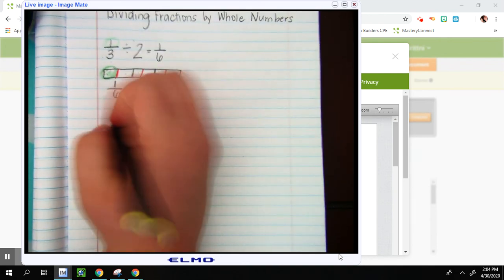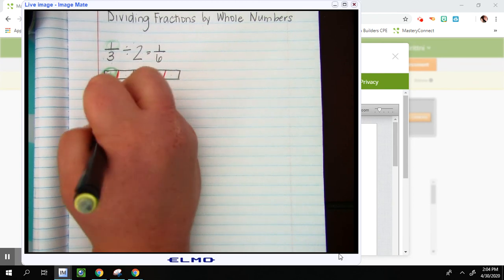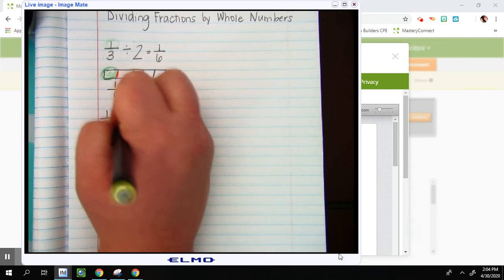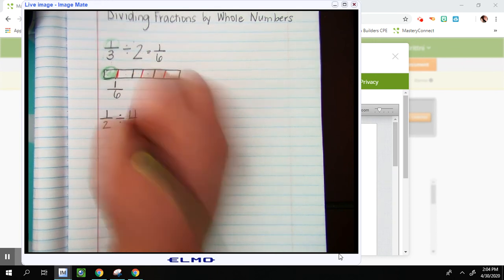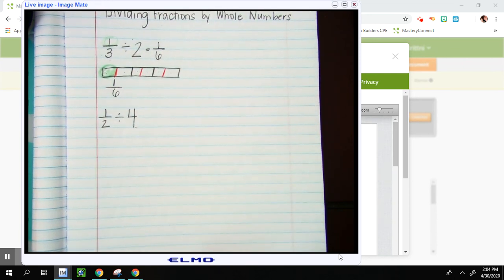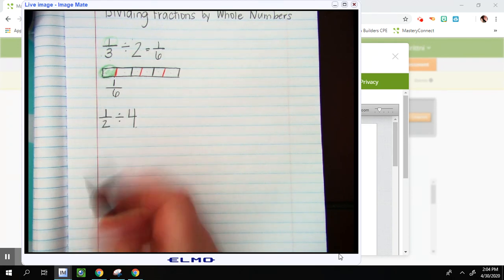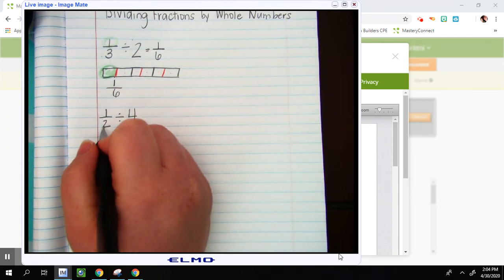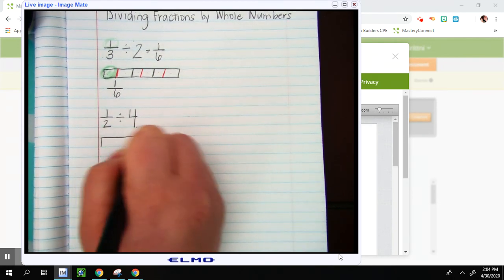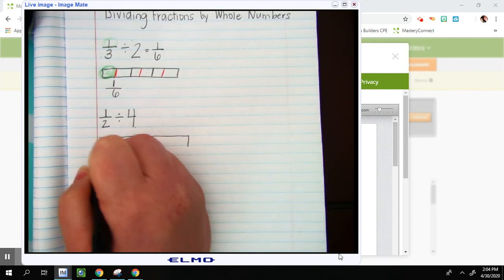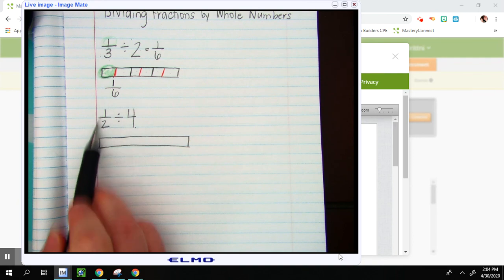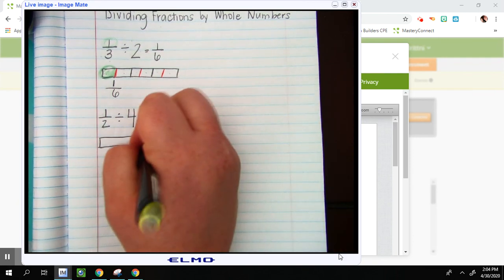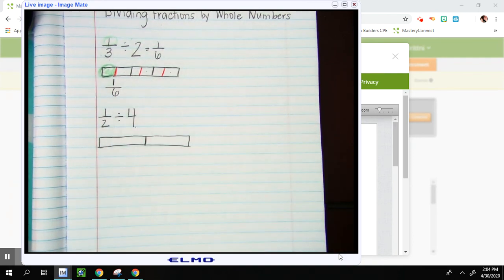Right? Let's look at the problem 1/2 divided by, let's do 4. 1/2 divided by 4. We're going to repeat that same process that I did up here, where because I'm starting with a fraction, I'm going to draw a fraction bar. So I have a fraction bar. And since this fraction is 1/2, I'm going to split it in half.